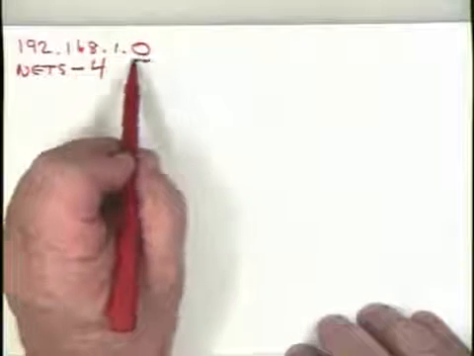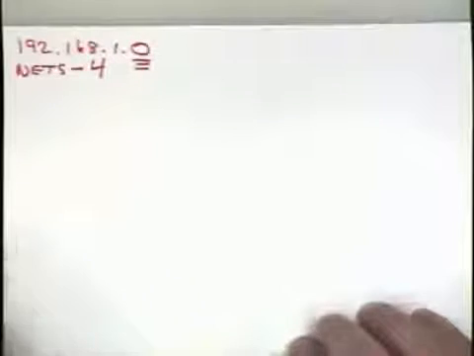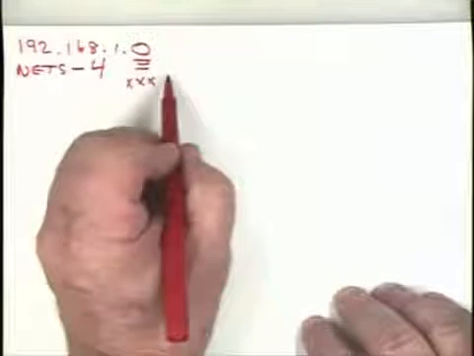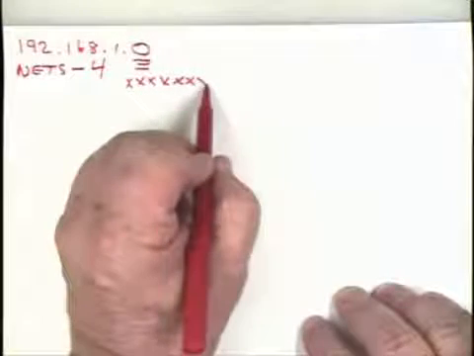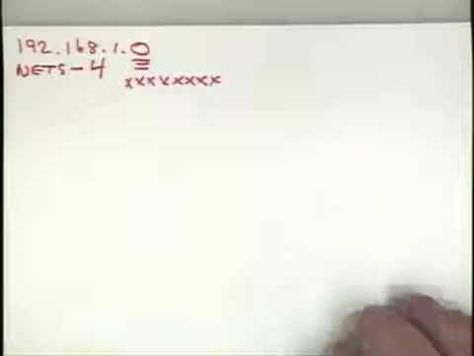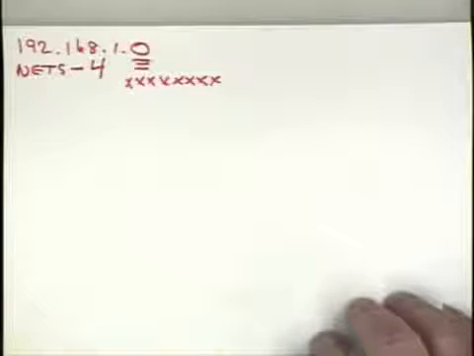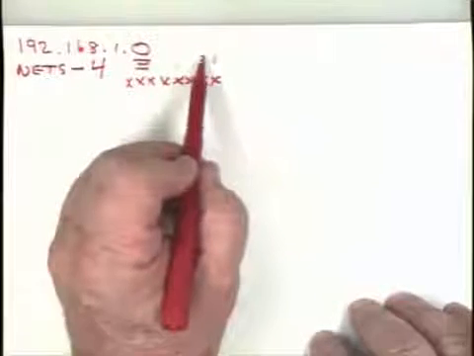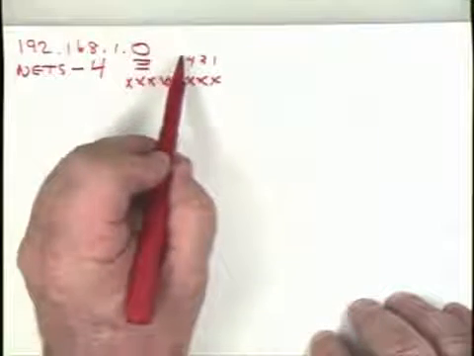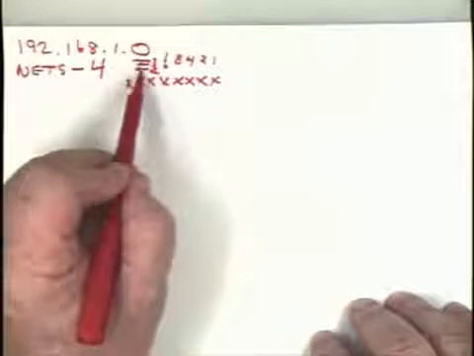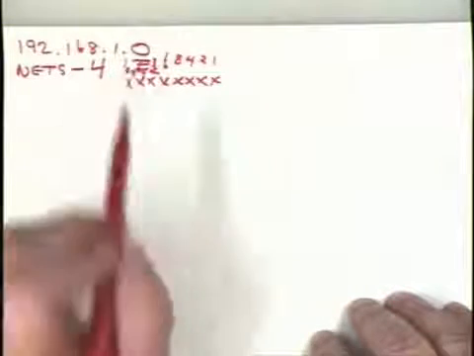Now these bits here are the bits that we can use. And those bits can be represented here as X's, and we can take some of those bits to use as part of the network or as part of the host. And remember, that's the 1 bit, that's the 2 bit, that's the 4, 8, 16, 32, 64, and 128 bit.